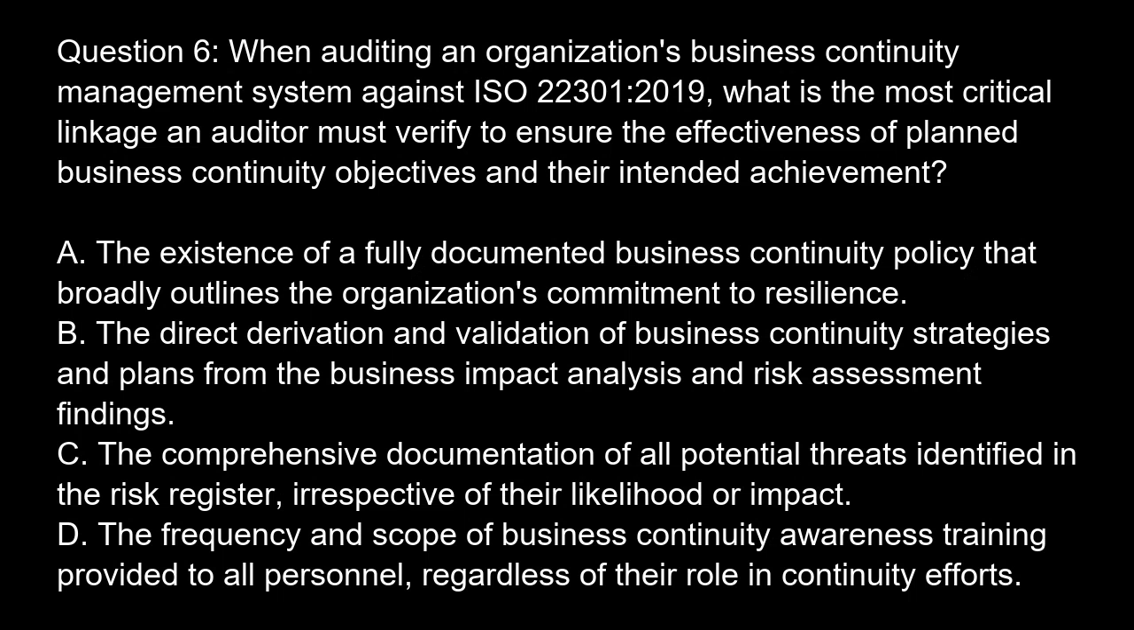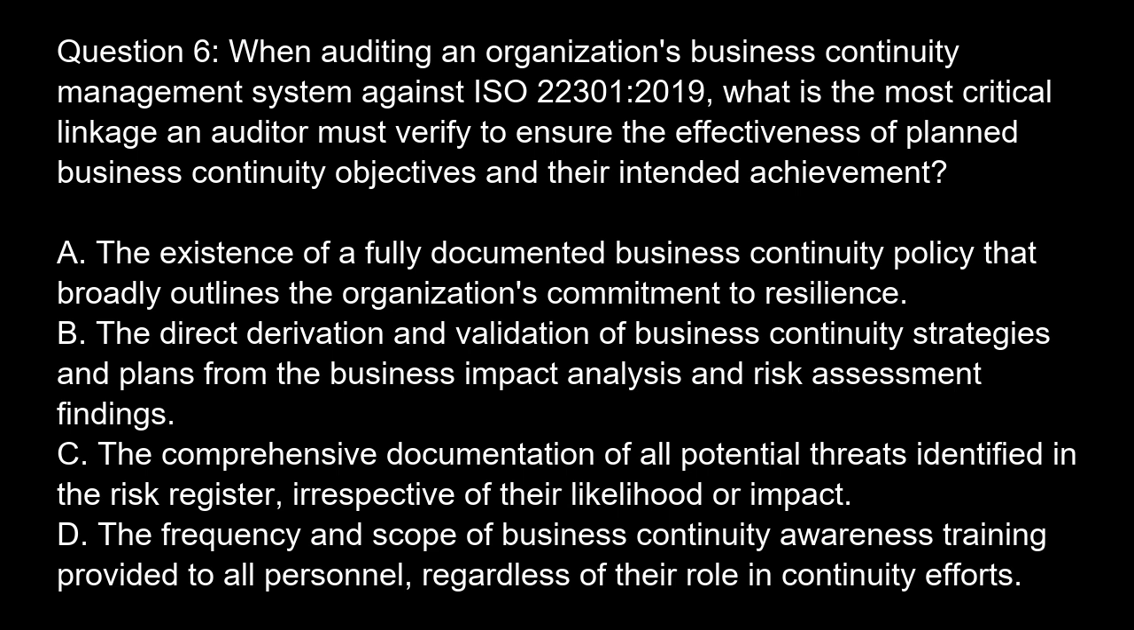Question 6. When auditing an organization's business continuity management system against ISO 22301-2019, what is the most critical linkage an auditor must verify to ensure the effectiveness of planned business continuity objectives and their intended achievement?